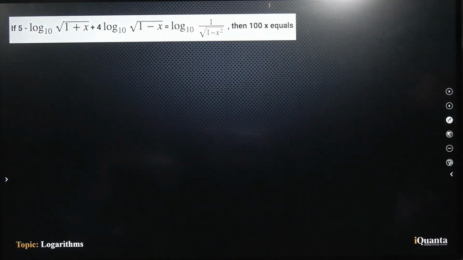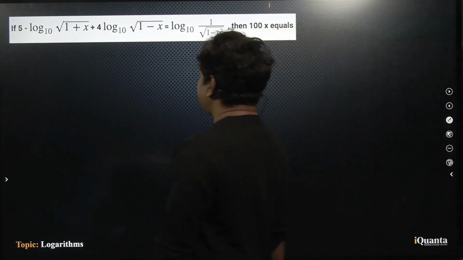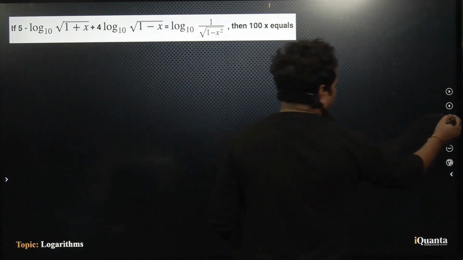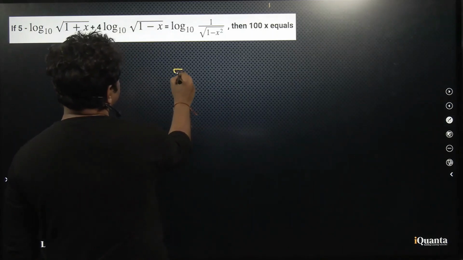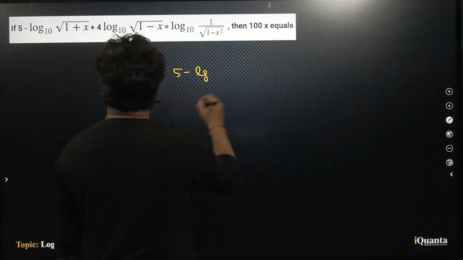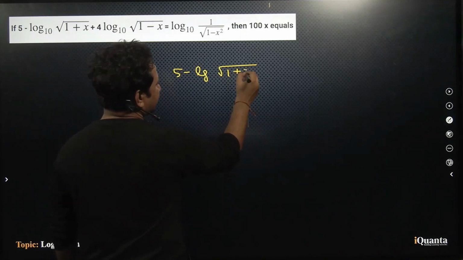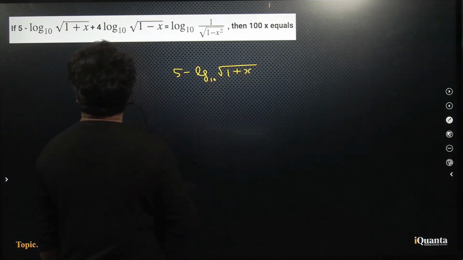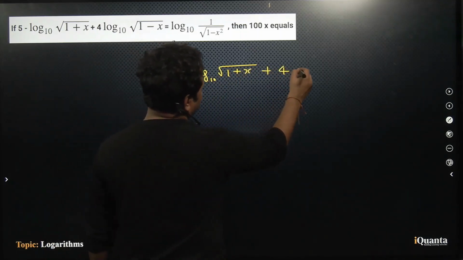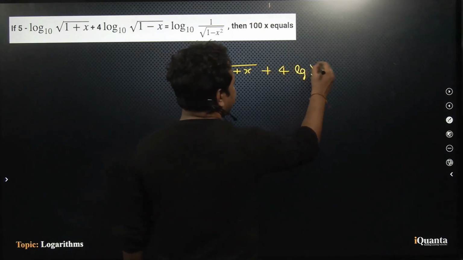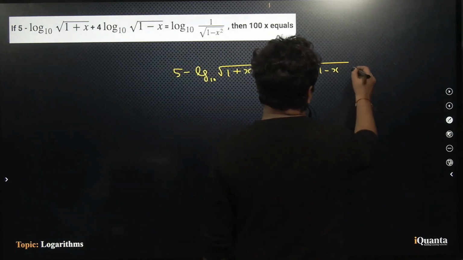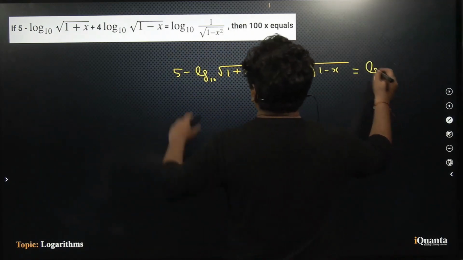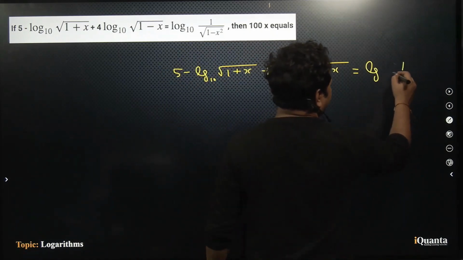Third question says it's of logarithms. As you can see, it's a huge expression. So I'll just rewrite the expression. Well, the expression goes like this: 5 − log of root(1 + x) at base 10 + 4 log of root(1 − x) at base 10 is equal to log of 1 upon (root(1 − x)) squared. I can write it like this.